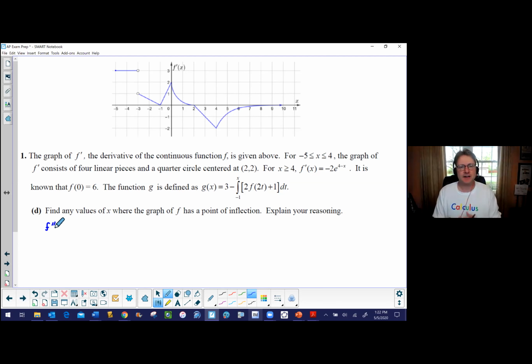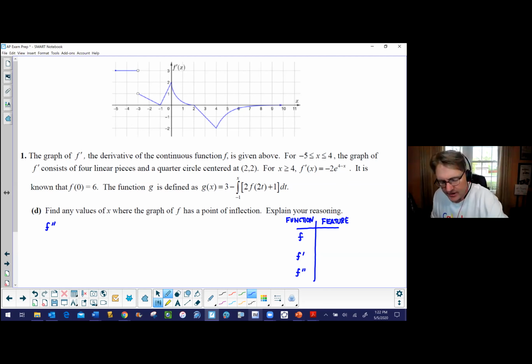And we don't see a graph or an equation of f double prime, but what we do see is this graph of f. And one of the strategies that sometimes I like to use with this is kind of setting up a table where I have function on one side and feature on the other side. It's called my function feature table. Now, what do I mean by this? Well, I have really 3 functions that seem to be kind of at the forefront of this problem when you deal with f. I have f, f prime, and f double prime. And I want to know when f has a point of inflection. So I guess that would be the feature, a POI of f.